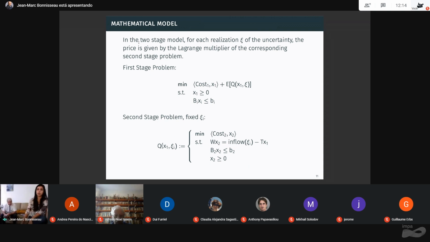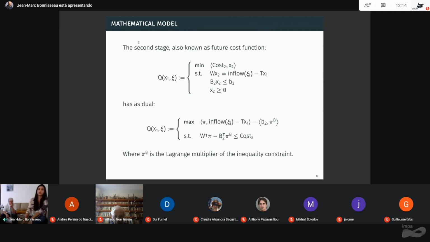This Lagrange multiplier pi of xi is associated to the second stage problem. We can break this problem in two, and the second stage problem depends on the random variable xi. So for each xi, we have a different water balance equation. The second stage problem also depends on the decision we take in the first stage problem. The first stage problem minimizes the cost in the first stage and considers the expected value of the future cost function, considering all possibilities of xi in the random set.